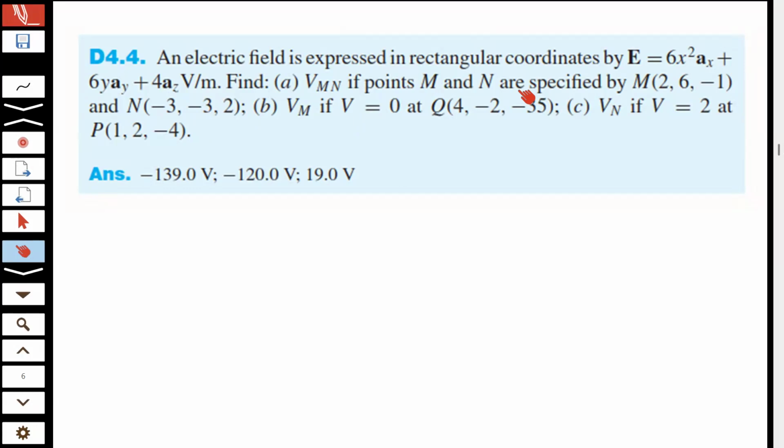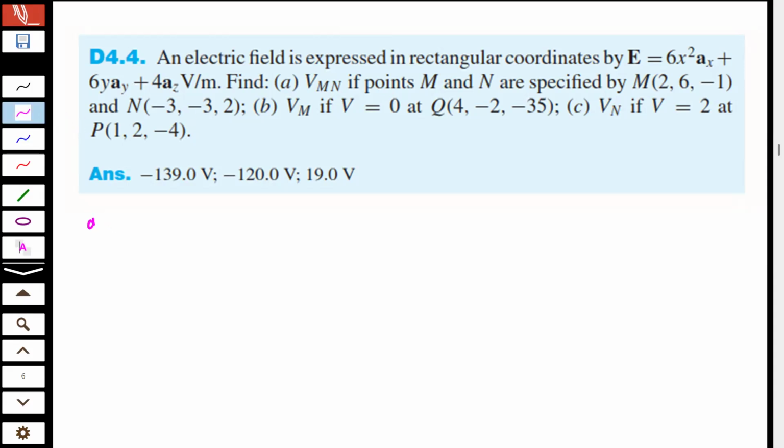We are asked to find potential difference, absolute potential, and with reference to the zero potential at some reference point is also given. Let us do one by one. I will first start with the first subdivision, then do the second and third subdivision so that we can easily understand one after the other.